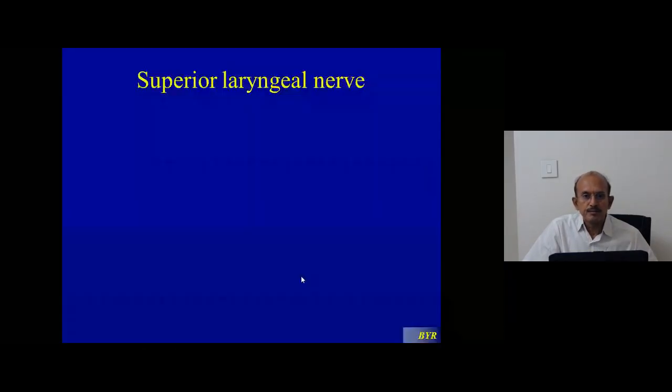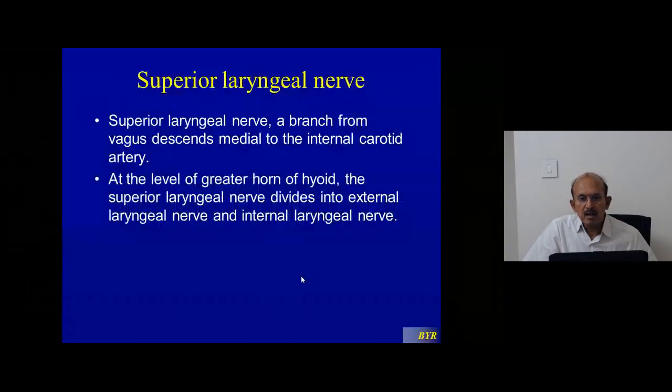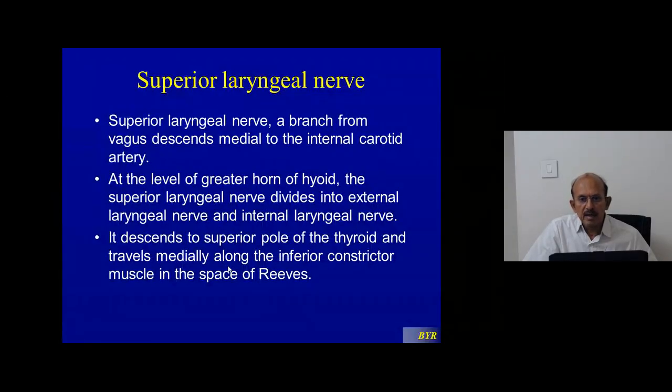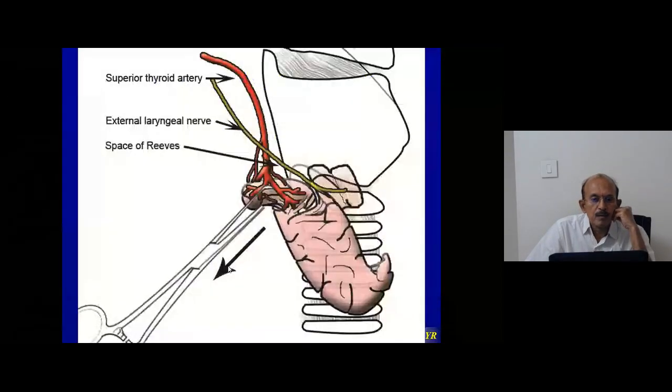Then the superior laryngeal nerve. It is a branch from the vagus, descends medial to the internal carotid artery. At the level of the great horn of the hyoid bone, the superior laryngeal nerve divides into external laryngeal and internal laryngeal. It descends to the superior pole of the thyroid gland and travels medially along the inferior constrictor muscle in the space of Reeves. Of course, undergraduate students need not bother about the space of Reeves, but postgraduate students should know about it. It innervates the cricothyroid muscle, which is the tensor of the vocal cord.